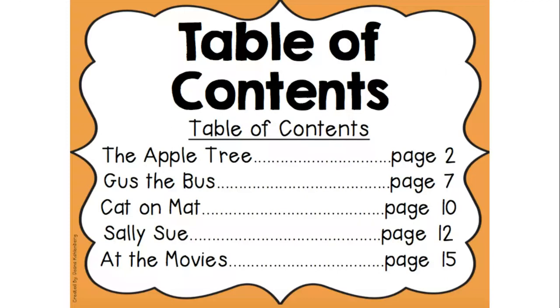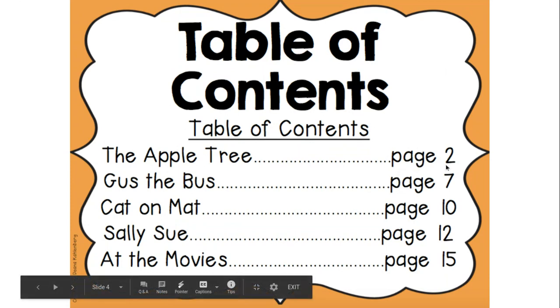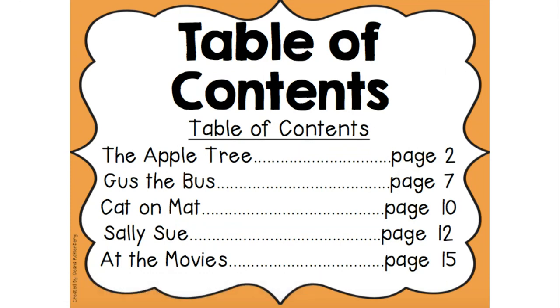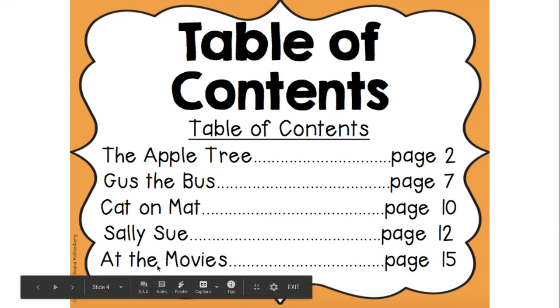In this one we're looking at, the first entry is The Apple Tree. That means The Apple Tree is chapter 1. Even though it doesn't say chapter 1, we know it is because it's the top of the list. Then it says it starts on page 2. If I asked, what page does the chapter At the Movies start on? You'd go through and find which of these chapters is called At the Movies. So this one. You go all the way to the right, and it says it starts on page 15.